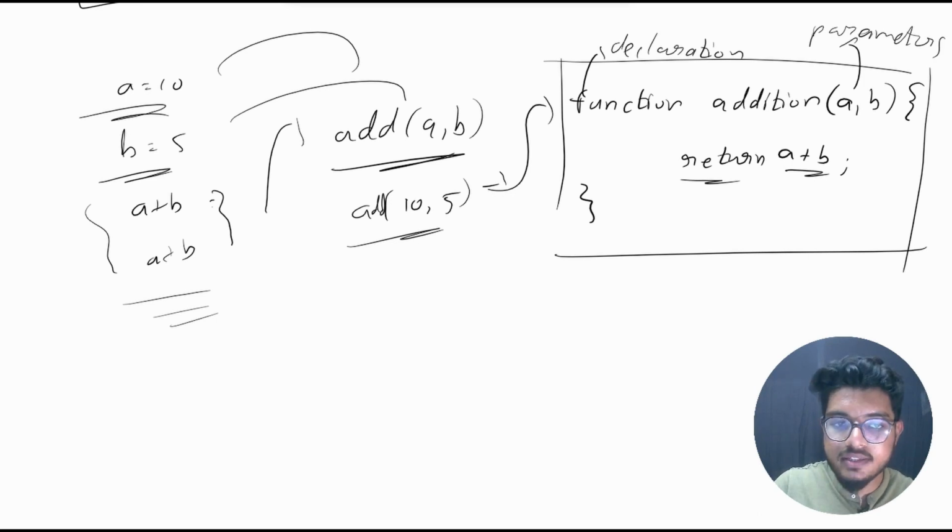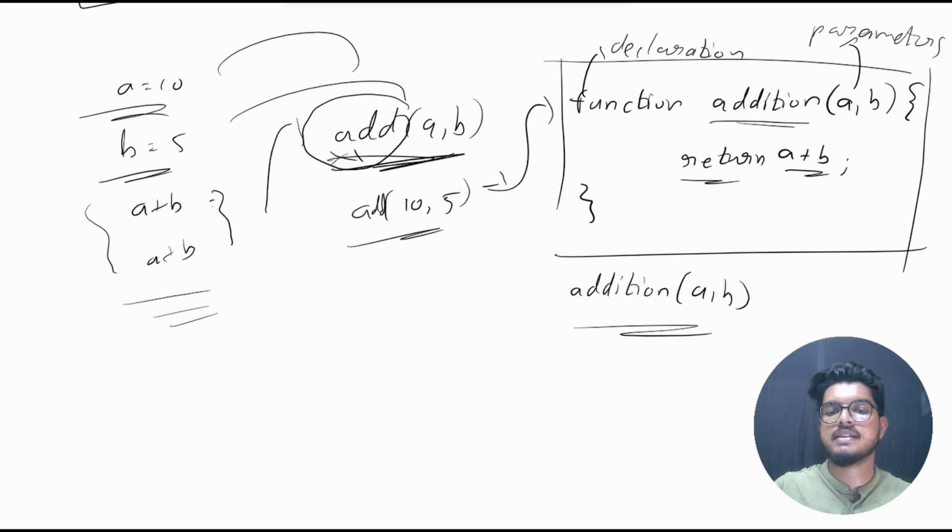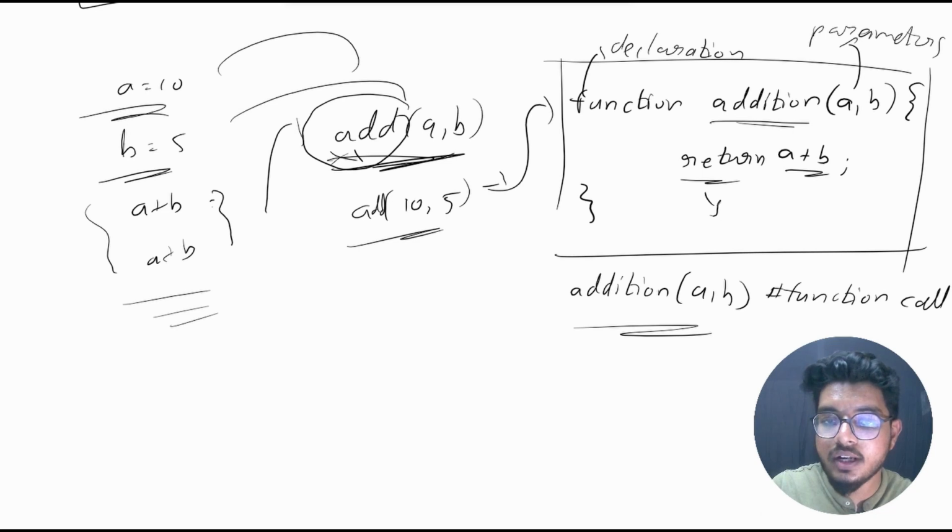Now to call this function, if you write add, it won't work, because add is different and addition is different. So you have to call it like this: addition of a comma b. As simple as that. This is known as function call. You are calling the function to execute the code, so it is called a function call. This is called the return statement. Please take a screenshot of it, or else make notes.